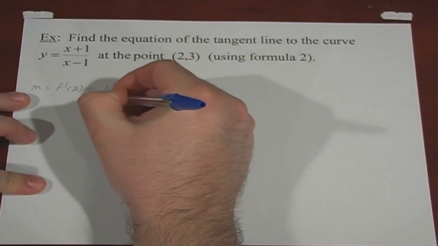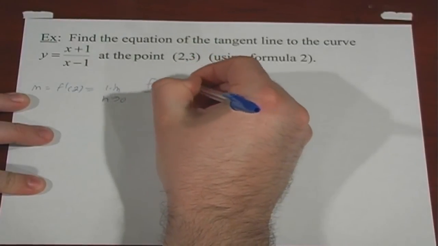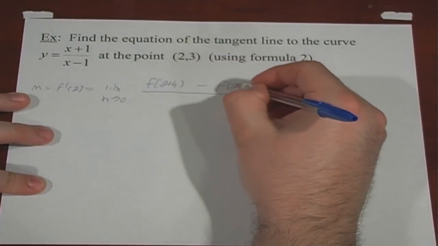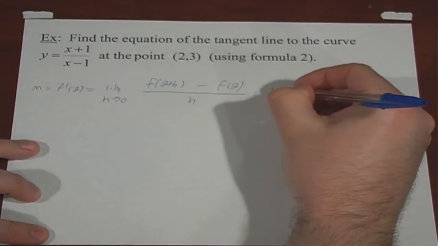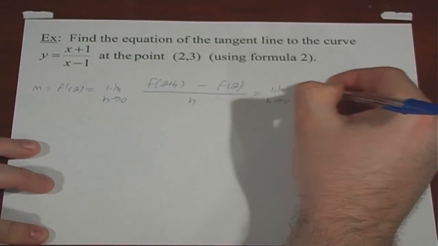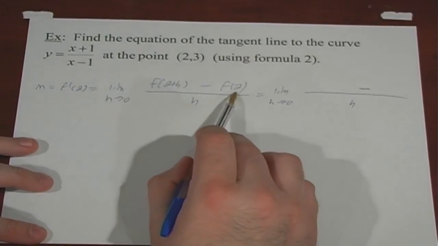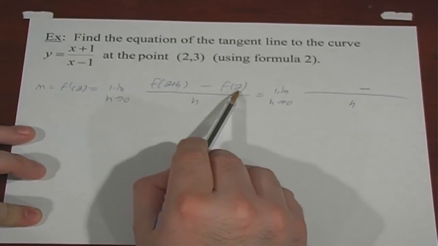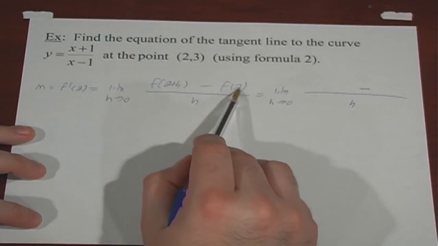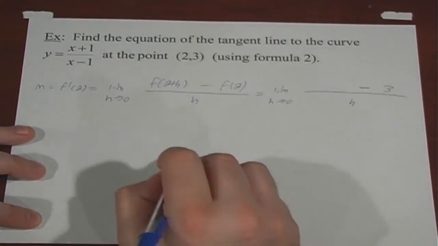This is the limit as h goes to 0. It was f of a plus h, so it's f of 2 plus h, minus f of a, so f of 2, over h. Okay, so let's fill this stuff in and see what we get. The limit as h goes to 0. The denominator is h. Up here on top, I'll put the minus sign. F of 2, well, there are 2 ways to find f of 2. One, it's 3, remember, because that's the y coordinate. But another way to do it is plug 2 into the function. So plug in 2 there, you get 3 over 1, so you get 3. So anyway, this is 3.